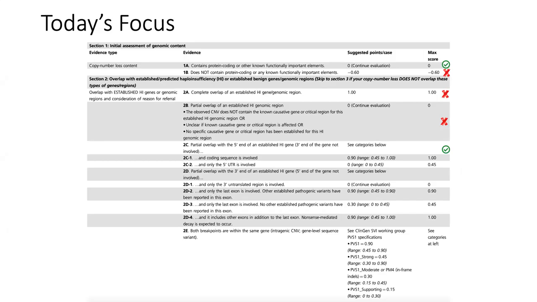So the first question is, does the variant contain a protein coding gene? Yes. Does the variant not contain protein coding or functional elements? The answer is no. There is complete overlap with a haploinsufficient gene. I said no, we're going to focus on those that occur within the gene. So we keep on going, and then we see if there's overlap with part of the gene. We will go through every single one of those steps as we go through this talk. Same for duplications. And primarily, I'm going to focus where those breakpoints are completely within the gene.